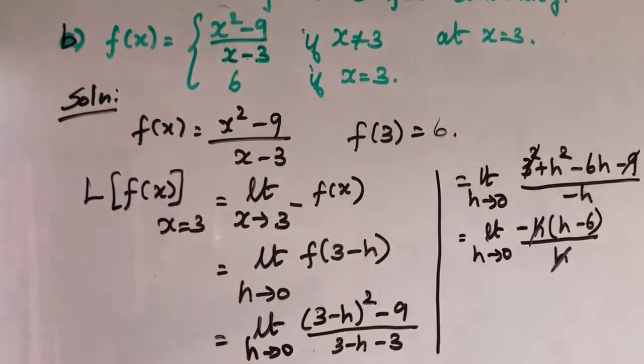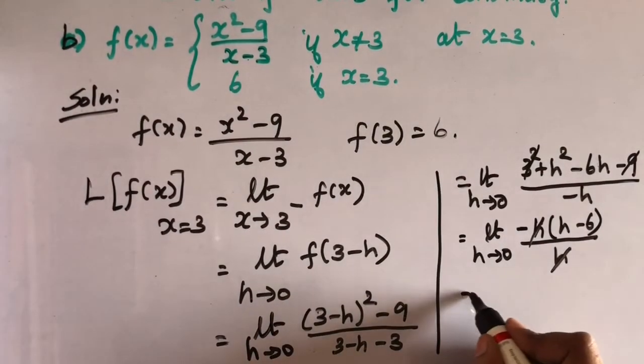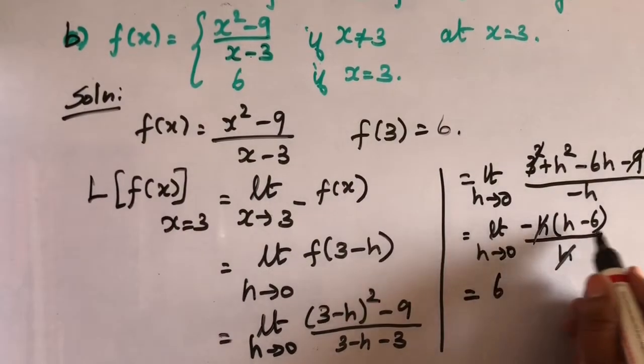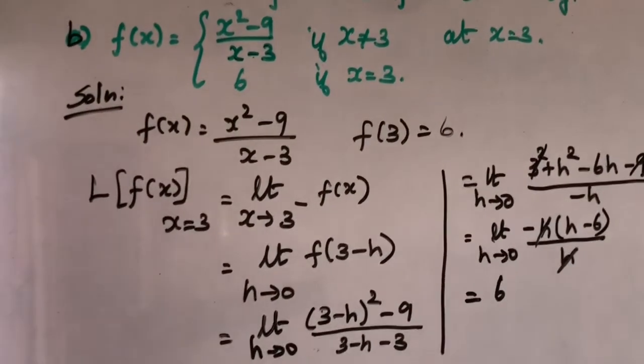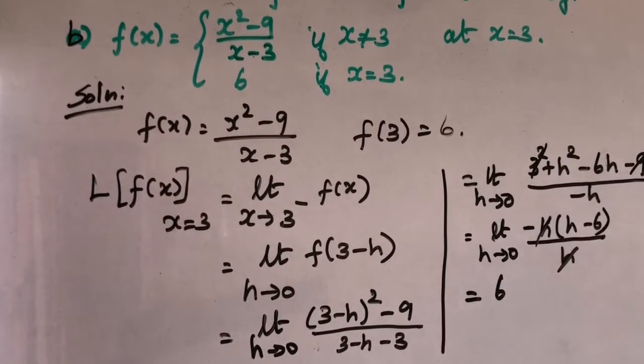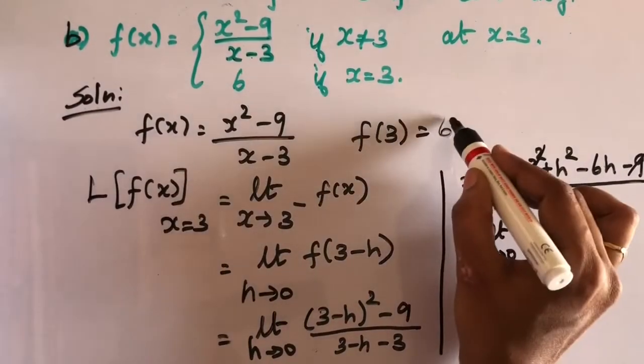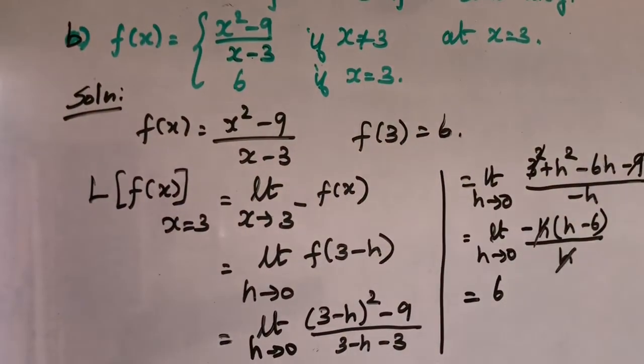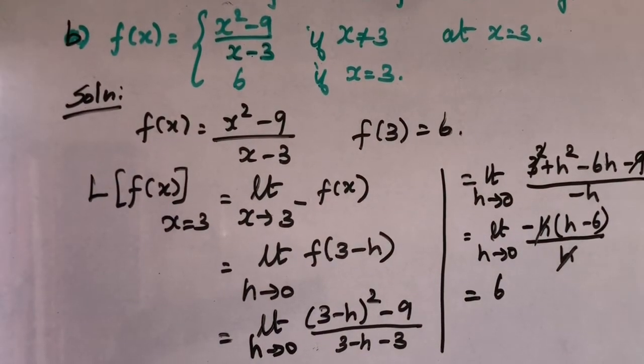H and h will get cancelled. While applying the limit, this will be equal to 6. 0 minus of 0 minus 6, and it is 6. Yes, f of 3 is also equal to 6. So, now we can find the right hand side limit.